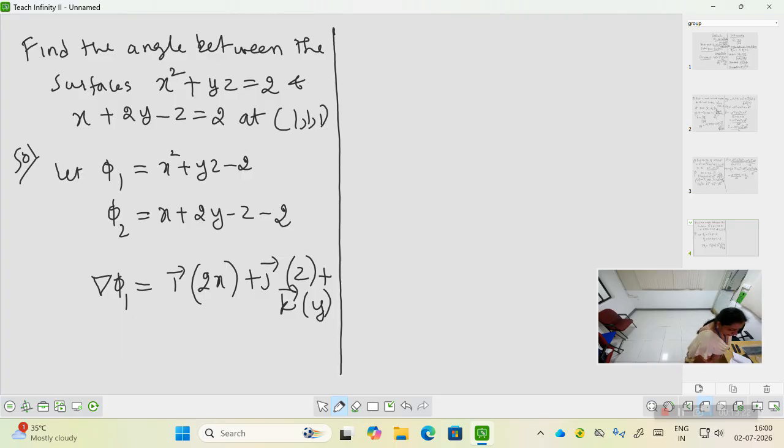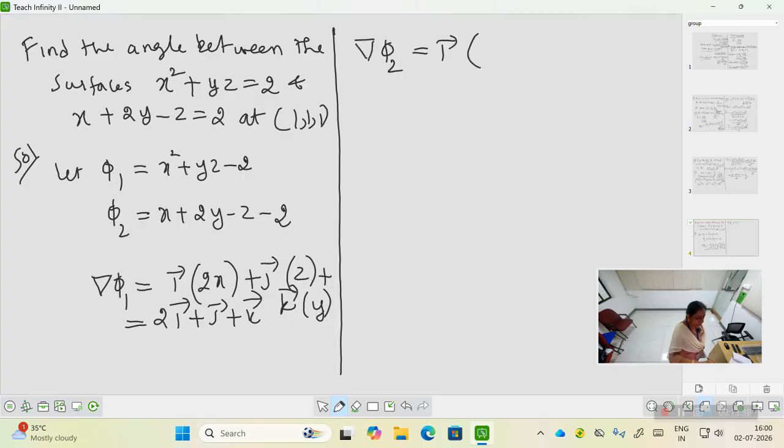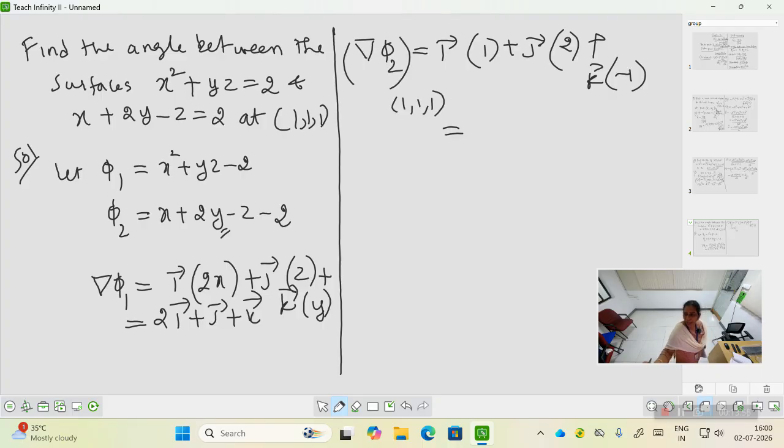Now what is the point? At the point 1 comma 1 comma 1, so I'll get del phi 1 as 2i plus j vector plus k vector. Similarly, I have to find del phi 2. So i dou phi 2 by dou x is going to be 1, plus j vector dou phi 2 by dou y, which is going to be 2, plus k vector into dou phi 2 by dou z, which is going to be minus 1. At the point 1 comma 1 comma 1, I'll get i vector plus 2j vector minus k vector.